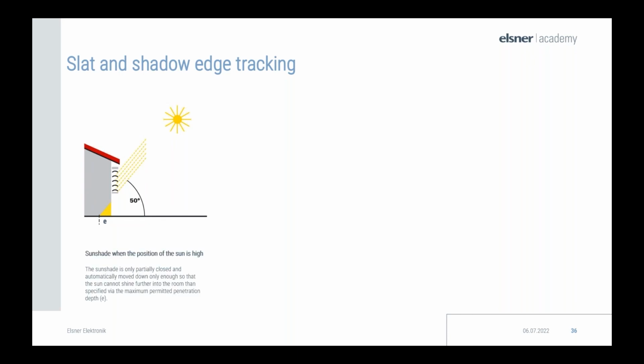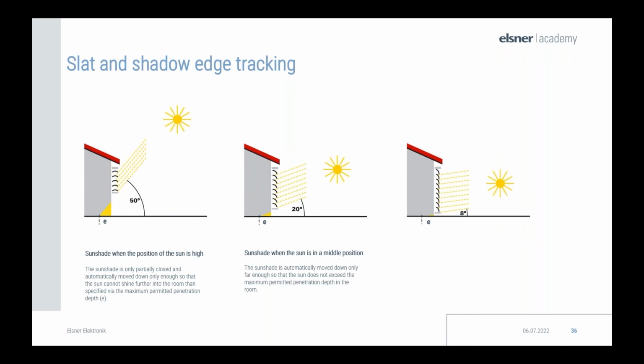Next, on the next picture, we can see the sunshade for a medium position of the sun. The sunshade is automatically lowered only so far that the sun does not exceed the maximum permitted penetration depth in the room. In the last picture, you can see the sunshade for a low sun position. The sunshade is automatically lowered almost completely, so the sun does not shine too far into the room, to prevent overheating from too much sun exposure of the glass. And so you also do not need to use that many air conditioners as in the introductory picture.